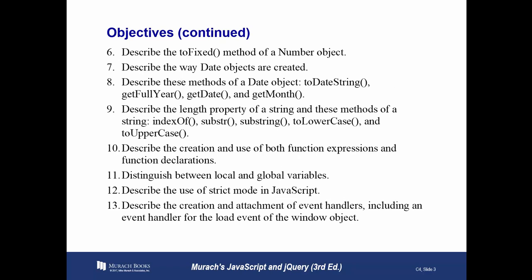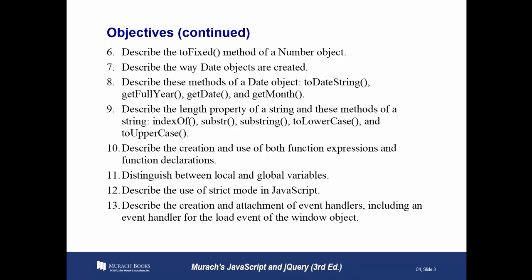Describe the toFixed method of a number object. Describe the way date objects are created. Describe the date object's toDateString, getFullYear, getDate, and getMonth methods. Describe the length property of a string and several string methods, including indexOf, substring, substr, toLowerCase, and toUpperCase. Describe the creation and use of both function expressions and function declarations.